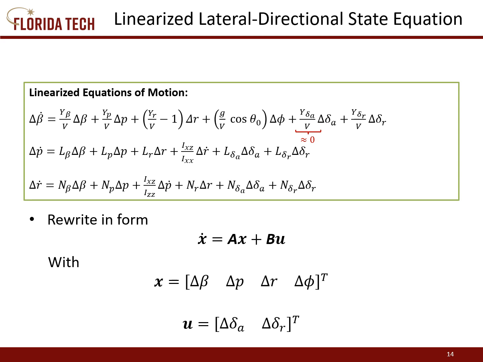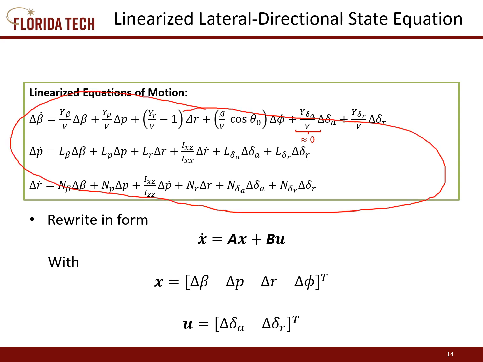Now we know that the lateral directional equations are coupled, and so we really have to solve these using our matrix form of modeling, x dot equals Ax plus Bu, given the linearized equations of motion up top. All these equations here, we can put in the state-based model. We have a state vector defined as delta beta, delta p, delta r, and delta phi, the transpose of that vector, so that's going to be our state vector.